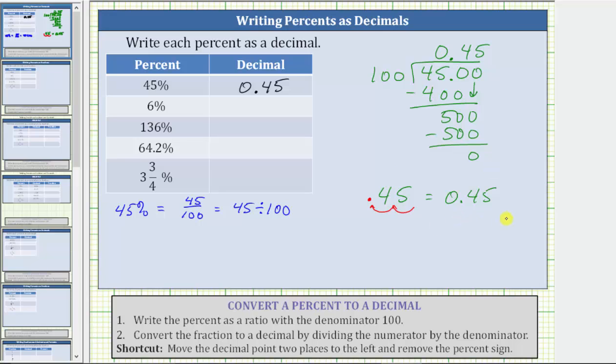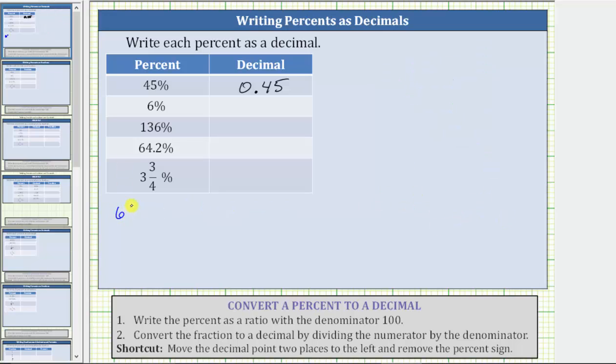Next we have 6%. 6% means 6 per 100, and therefore 6% is equal to 6 over 100 as a ratio or a fraction, which is equal to 6 divided by 100 as a quotient. By performing this division, we can convert 6% to a decimal. Once again, let's show the division. Because 6 is less than 100, we place a decimal point to the right of 6, move it up to the quotient, add a 0, determine how many 100s in 60, which is 0.